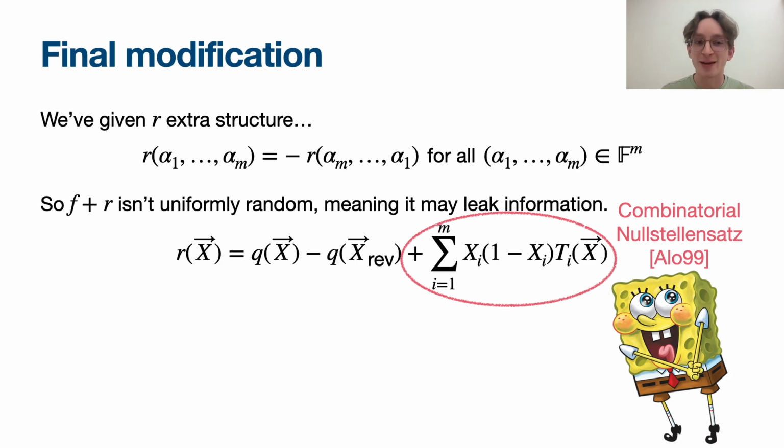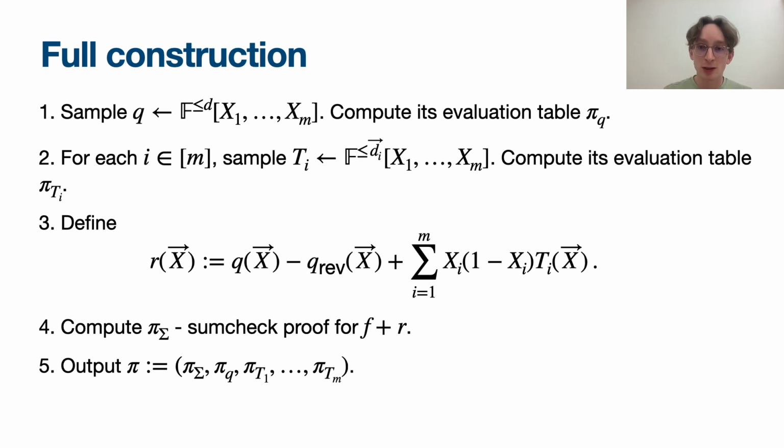So we're happy. This is the full construction of the proof. I'm not hiding anything here at all, actually. We sample Q, like I mentioned, and we write down the full evaluation table of Q. Then we sample all of these t_i's, m of them, one for each variable, and they're also just low degree polynomials. We write down their full evaluation table. Then we define R as before, and we write every subcube sum of f plus R and output all of those proofs. And that's the entire construction.